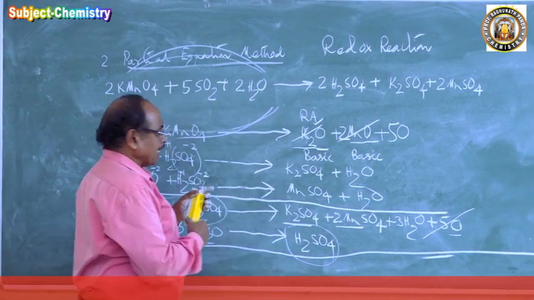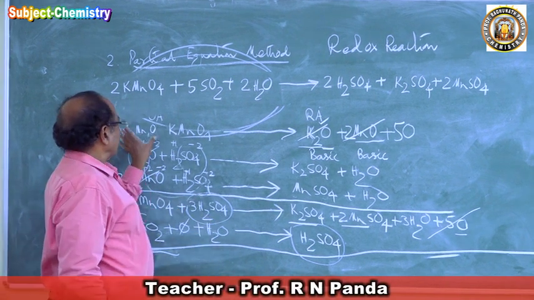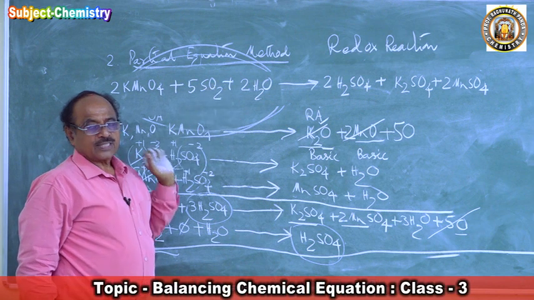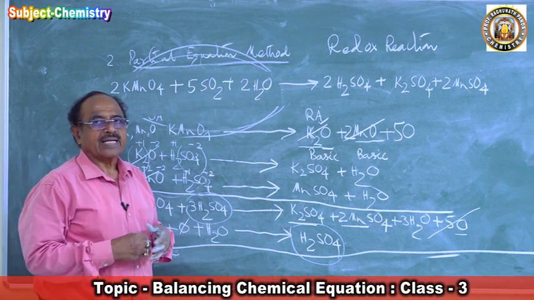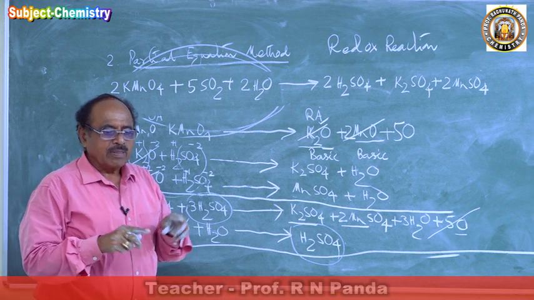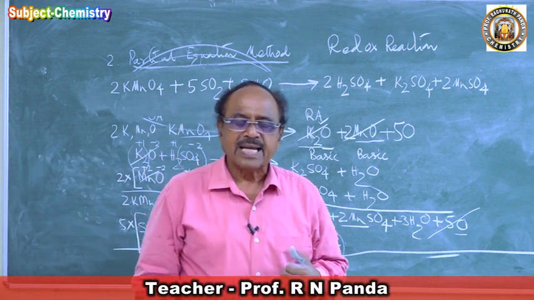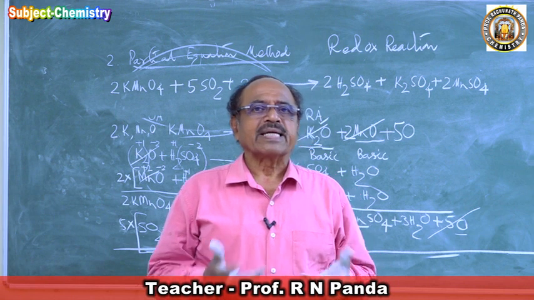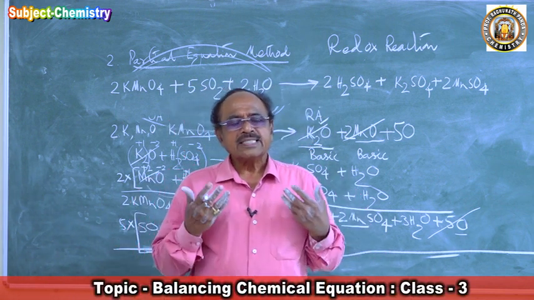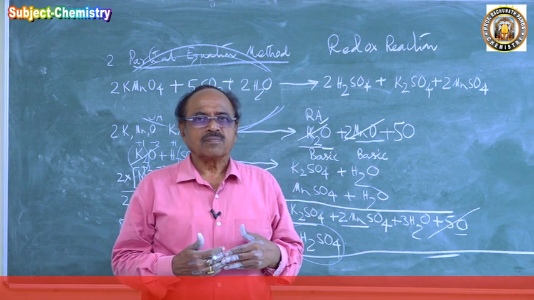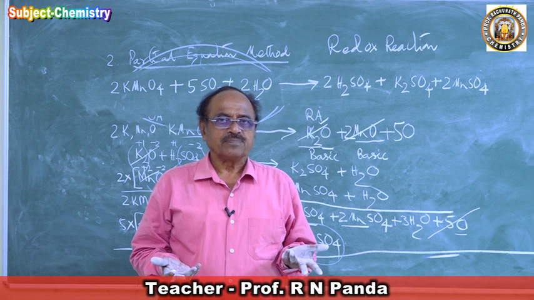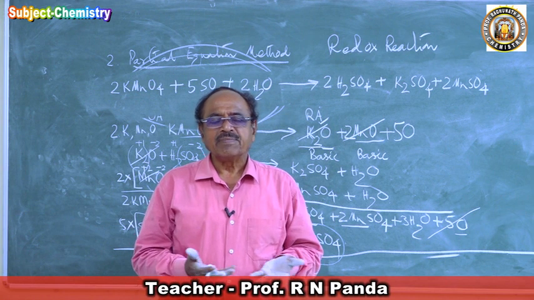So what I did, again I am repeating: I have taken KMnO4 plus sulfuric acid plus SO2. I want to write the balanced chemical equation. So I will look at the reactants given to me. Potassium permanganate is a source of oxygen, hence it is an oxidizing agent. Sulfur dioxide is a reducing agent. And sulfuric acid is a medium of reaction.